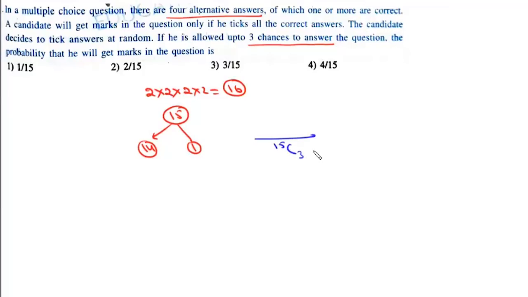So it'll be 15C3, and among these 3, one of them has to be the correct one. So it'll be this 1C1, and then it'll be 14C2. Now this is 14 into 13 by 2, and this is 15 into 14 into 13, and this is 3 into 2. Now the 2 will cancel. So this probability is simply 3 by 15 or 1 by 5, and that's your option 3.